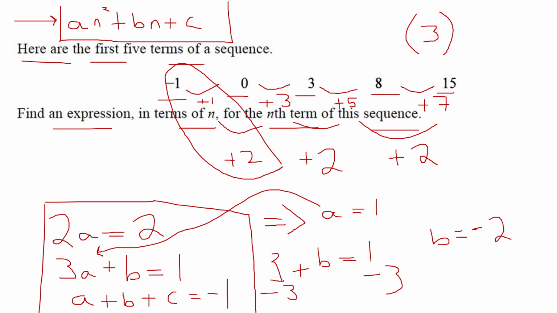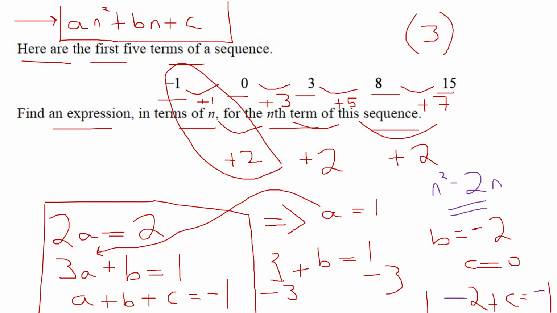I'm going to sub this in to work out what c is. So I'm going to have a plus b, so 1 plus negative 2 plus c is minus 1. When we rearrange this, we get that c is 0, because 1 plus minus 2 is 1 minus 2, which is minus 1, and minus 1 plus c is minus 1, therefore c is 0. So putting my answer together, it's going to be 1n squared, or n squared minus 2n. And that, guys, is the nth term of my quadratic sequence.